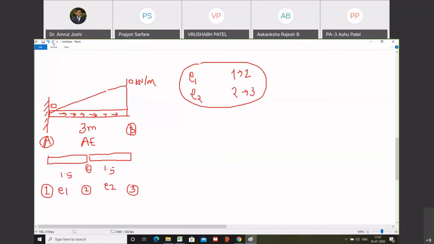Displacement in x direction. Let us call this direction as x. So displacement in x direction at node number 1, I am going to call it as u1. Displacement at node number 2, I am going to call it as u2. Are you with me? Yes, sir. Just give me a minute. u1. Then displacement at node number 2, I am going to call it as u2. And displacement at node number 3, I am going to call it as u3. Are you with me? Yes, sir.